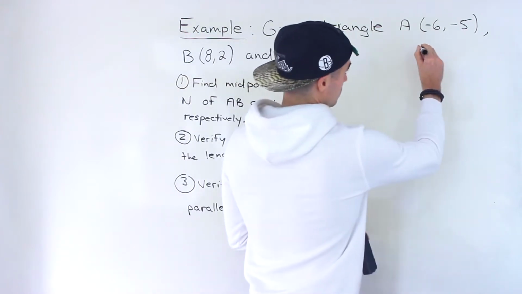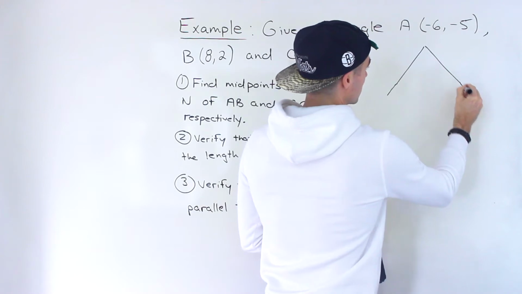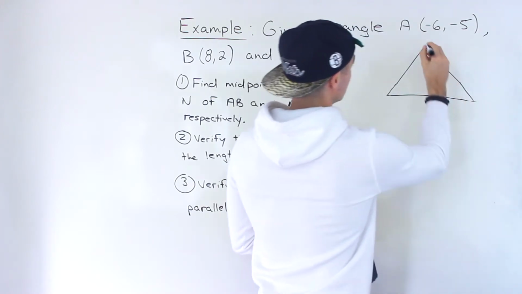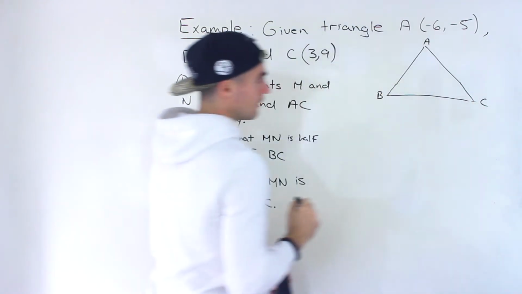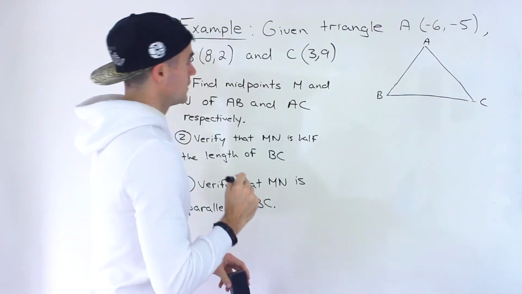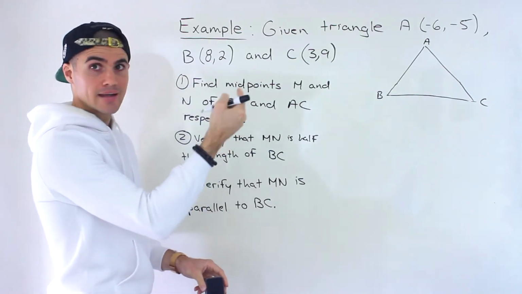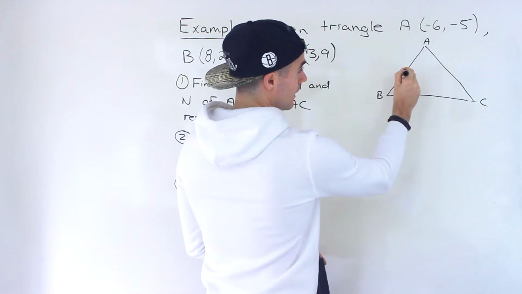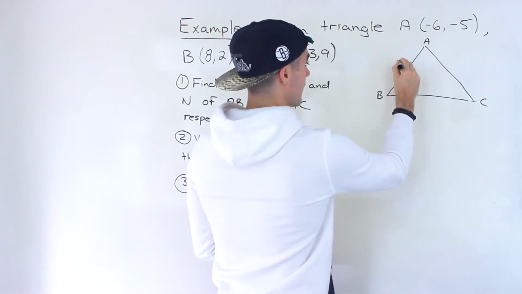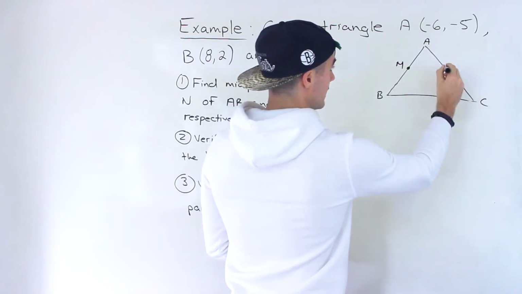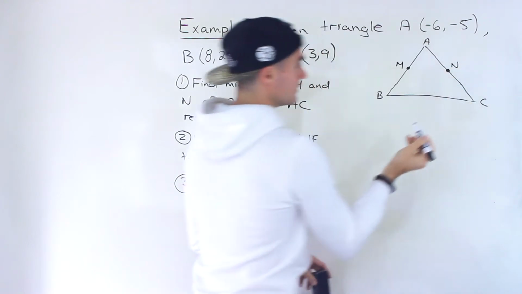Let me just show you in a diagram first what is happening. So we have this triangle. I'll let this be A, this be B, and that be C. First thing we're going to do is find the midpoints of AB and AC. The midpoint of AB is going to be over here, and we're calling that point M. And the midpoint of AC is going to be over here, and we're calling that N.